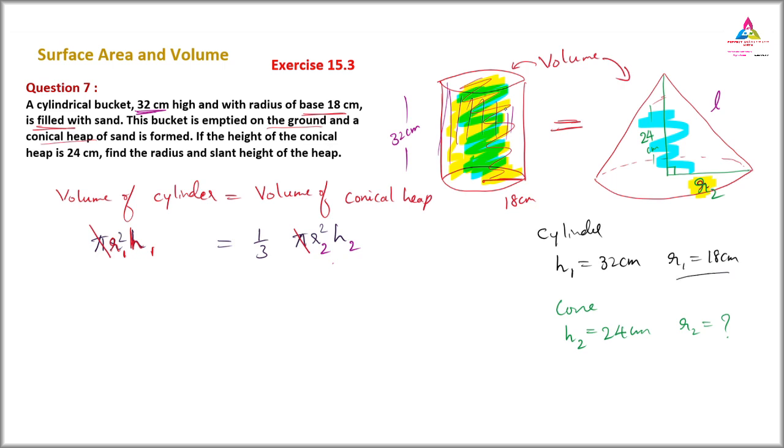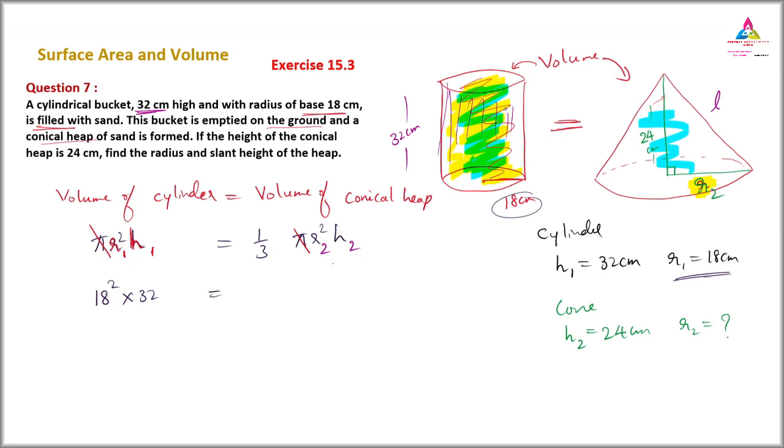R1 is what? 18. Here we have the radius. So write 18 square, into the height, which is 32. For the cylinder, the height is 32. So we will write 32. Okay.